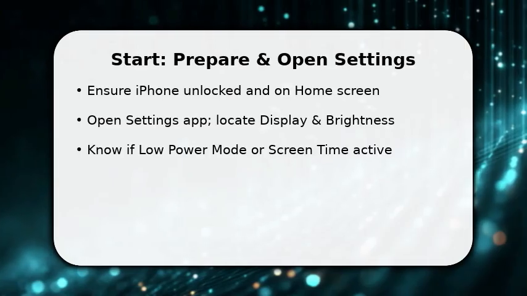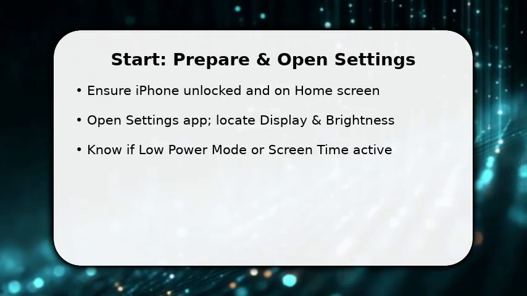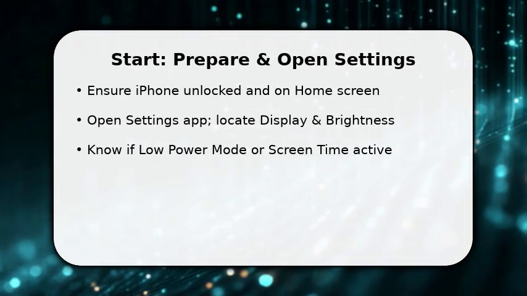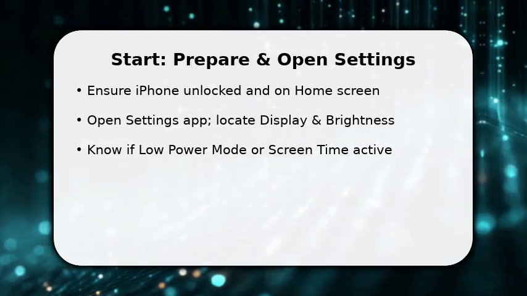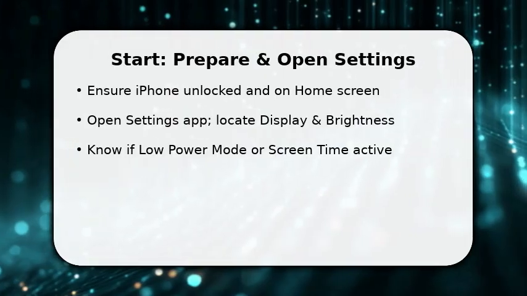You'll begin with 2 quick checks. Confirm your iPhone is unlocked and note if low power mode or screen time restrictions are enabled because they affect sleep options. Now open Settings and tap Display and Brightness.